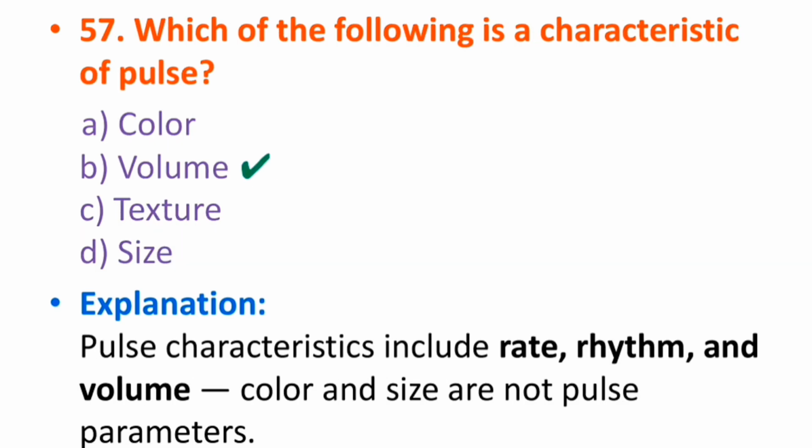Which of the following is a characteristic of pulse? Option A, color; option B, volume; option C, texture; option D, size. The correct answer is option B, volume. Pulse characteristics include rate, rhythm, and volume. Color and size are not pulse parameters.